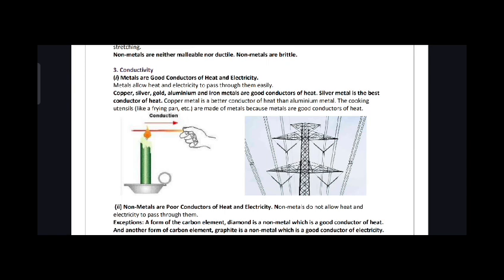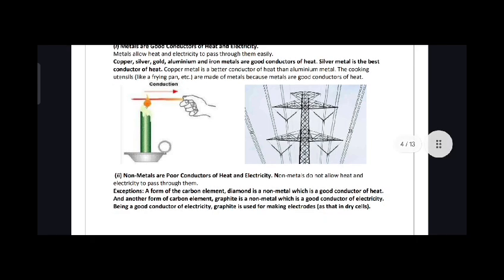Another property of metal is conductivity. If we heat one end of a metal, we will feel hot on the other end. That you can see in the first picture. Thus, we can say metals are good conductors of heat. In the second picture, you can see electric wires are made of metals. This is because metals are also good conductors of electricity. But non-metals are poor conductors of heat and electricity.